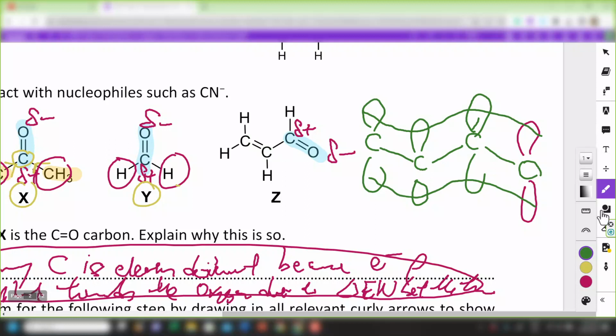Because of the delocalization of electrons from the C=C pi bond, it makes the carbonyl carbon less electron deficient. That means this carbonyl carbon is less electron deficient as compared to that in, say, Y. Because of that, it is less susceptible to nucleophilic attack, or you can say that it is less able to attract the incoming nucleophile.